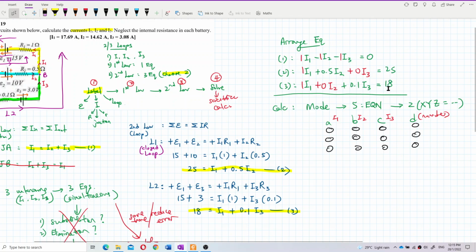Okay, let's punch in together. I start with equation 1: I punch in 1, then negative 1, then negative 1, and then 0. Okay, then equation 2: you punch in 1, then 0.5, then 0, and then 25.